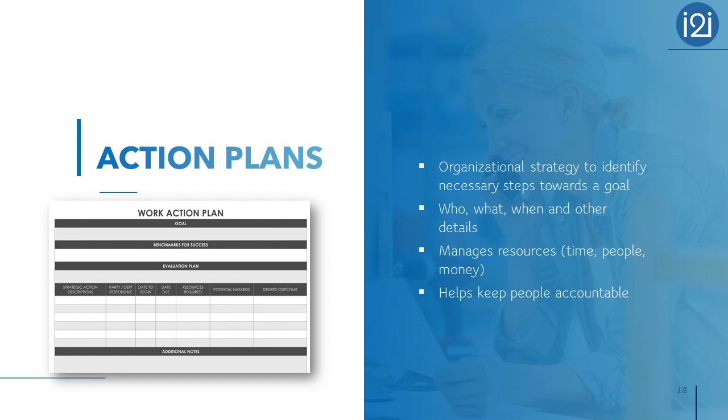Action plans are organizational strategies for identifying necessary steps towards a goal. It includes details like who, what, where, when, and other such details. It can also help manage resources, and those resources are typically time, people, and money. And basically putting someone's name and a date associated with the task they are to complete helps keep people accountable. An action plan could be as simple as sending an email to people saying, these are the 5 tasks we're going to work on, and this is the due date specifically.